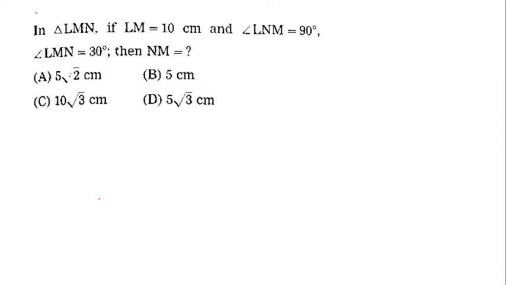Now this question is based on a diagram, and the diagram is not given. So first of all, you should draw the diagram according to the information given in this question. It is given that in triangle LMN, LM is equal to 10 centimeter, angle LNM is 90 degree, angle LMN is 30 degree, then what would be NM? Four options are given: 5 root 2 centimeter, 5 centimeter, 10 root 3 centimeter, or 5 root 3 centimeter. So according to the information given to us, we should first draw the diagram. So let us have a triangle.